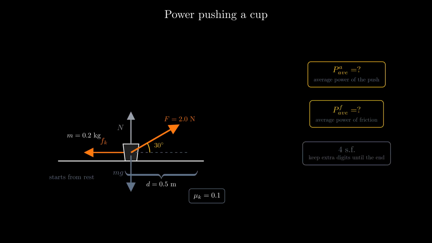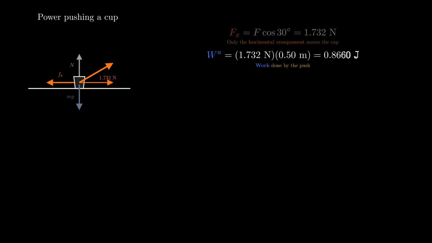We carry extra digits through the intermediate steps and round only at the end. Start with the work done by the push. Only the horizontal component moves the cup forward. 2 newtons times the cosine of 30 degrees is 1.732 newtons. Over 1/2 meter, the push does 0.866 joules of work.